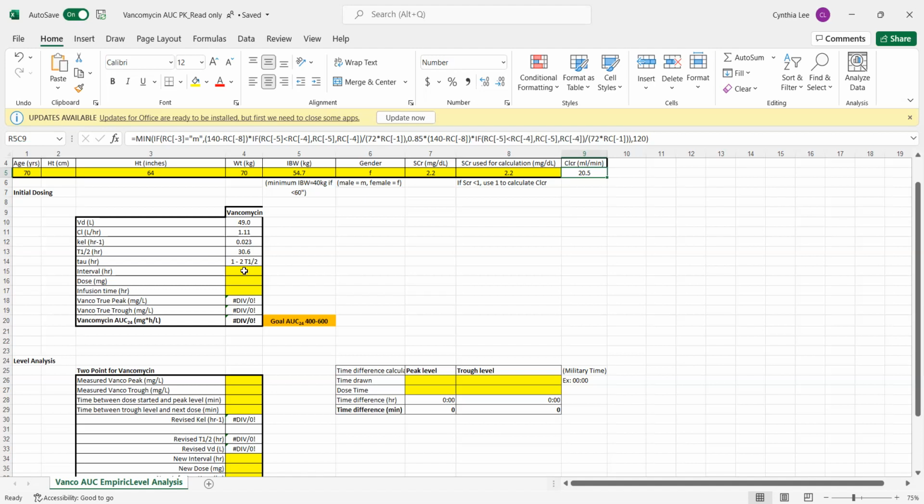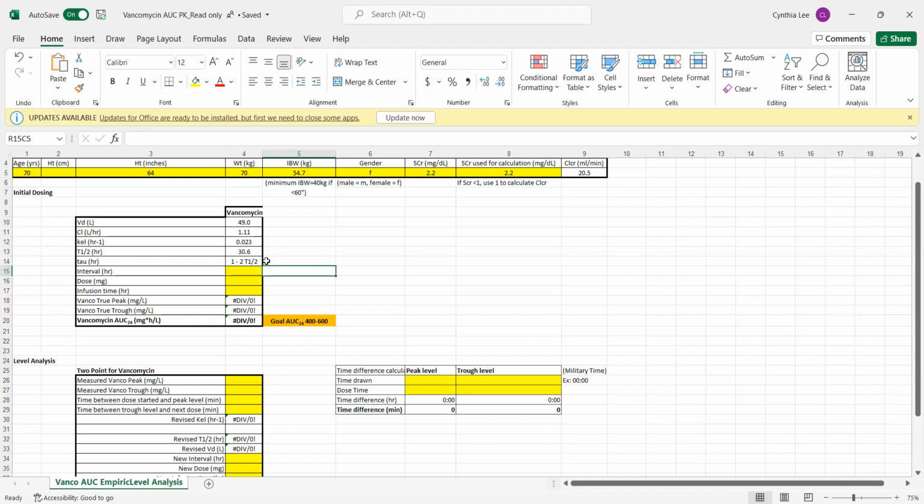And then you just have to figure out which dosing might fit the patient to get the goal of 400 to 600. A lot of times, rather than just putting in a bunch of different numbers to get the goal, I would calculate the weight-based dosing first, because typically for average patients, the dosing is 15 to 20 milligrams per kilogram. And then based on your creatinine clearance, you can determine the interval.